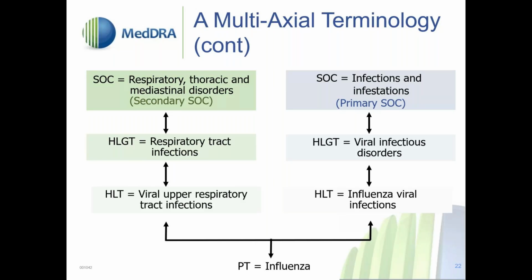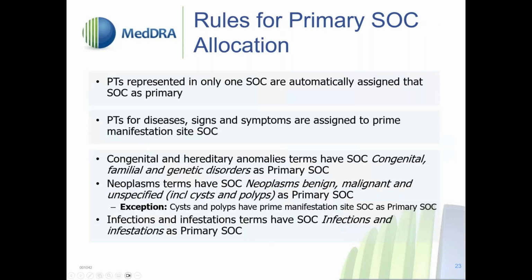But you might ask, well, why is that? Why is it not linked primarily to the respiratory system organ class, because it primarily manifests in the respiratory system? So we have rules for assigning the primary system organ class allocation. The first one is really simple. If the PT is only linked to one system organ class, then it's automatically assigned that system organ class as primary.